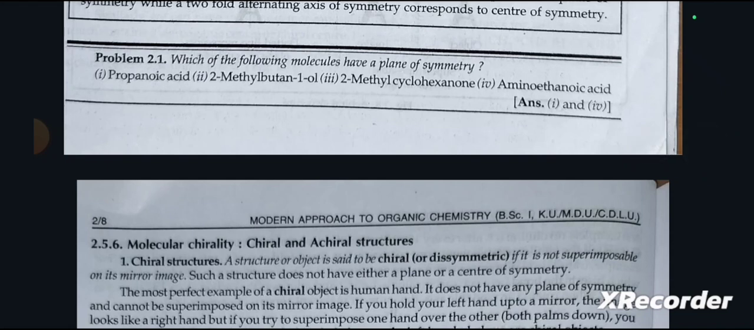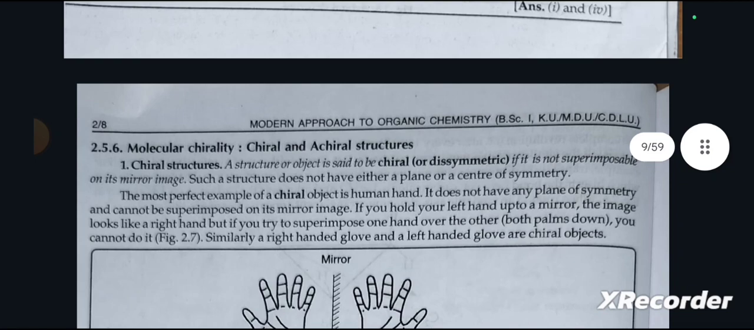Problem 2.1. Which of the following molecules have a plane of symmetry? First, propanoic acid. Second, 2-methyl-butanol. Third, 2-methyl-cyclohexanone. Fourth, aminoethanoic acid.